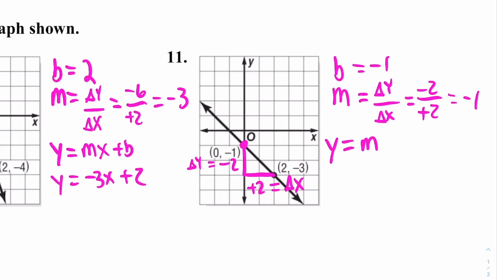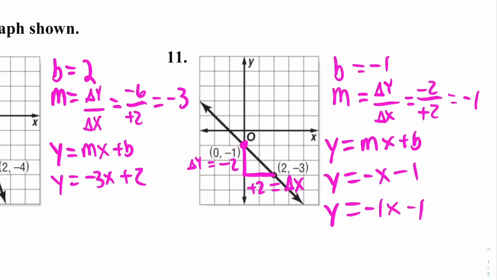The formula is y equals mx plus b. Let's just throw those numbers in there. A negative x, because we have negative 1 for slope, and a minus 1 for b. If you wanted to, you could have negative 1x, but that's more writing, so I just put negative x. They're equivalent.